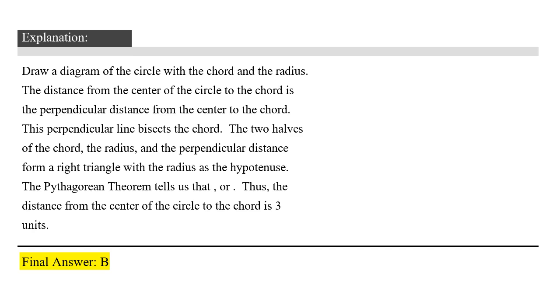Draw a diagram of the circle with the chord and the radius. The distance from the center of the circle to the chord is the perpendicular distance from the center to the chord. This perpendicular line bisects the chord. The two halves of the chord, the radius, and the perpendicular distance form a right triangle with the radius as the hypotenuse. The Pythagorean theorem tells us that the relationship holds. Thus, the distance from the center of the circle to the chord is 3 units.